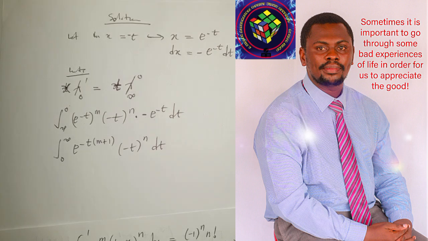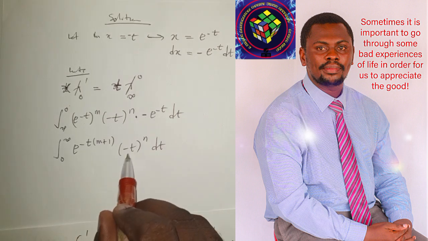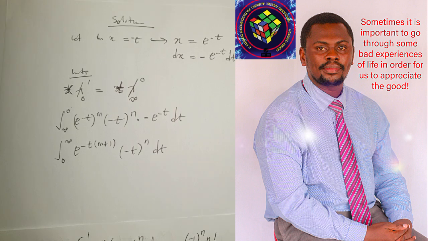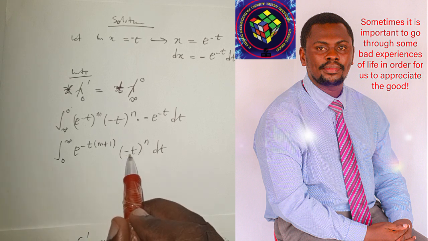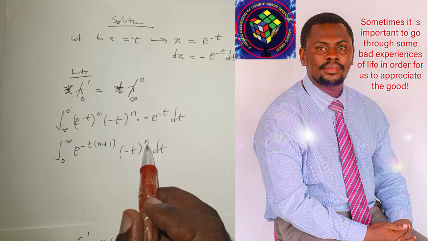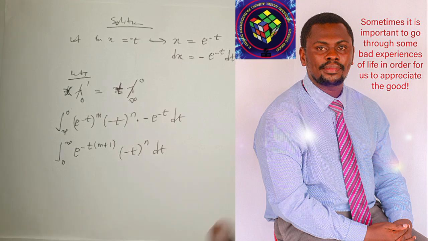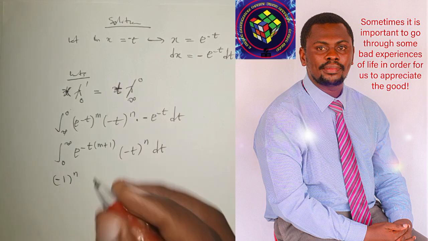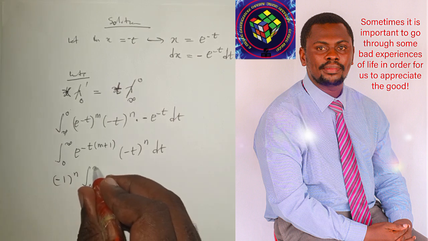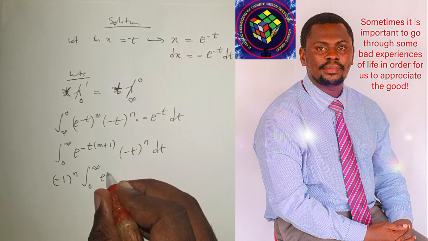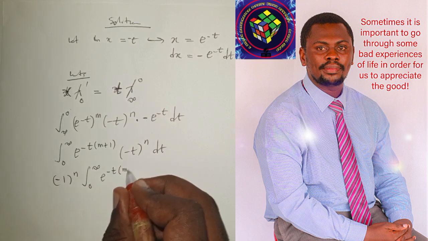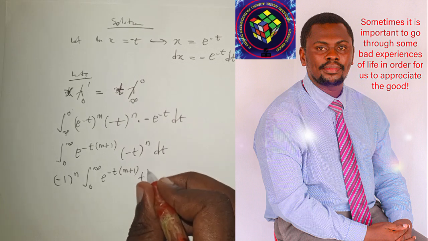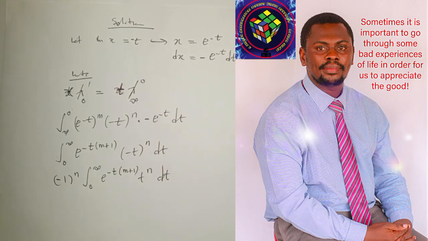Again here, what we can do is make this t positive. How can we make it positive? We can divide out a minus 1. When we divide out a minus 1 here, it will carry even the power of n. Write it to the front here. So we are going to have minus 1 to the power n, times the integral from 0 to infinity of exponent of minus t in brackets m plus 1, then t to the power n dt.